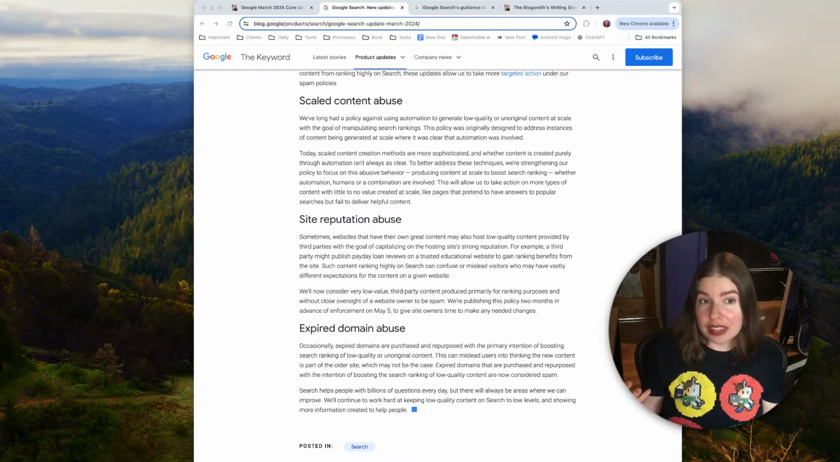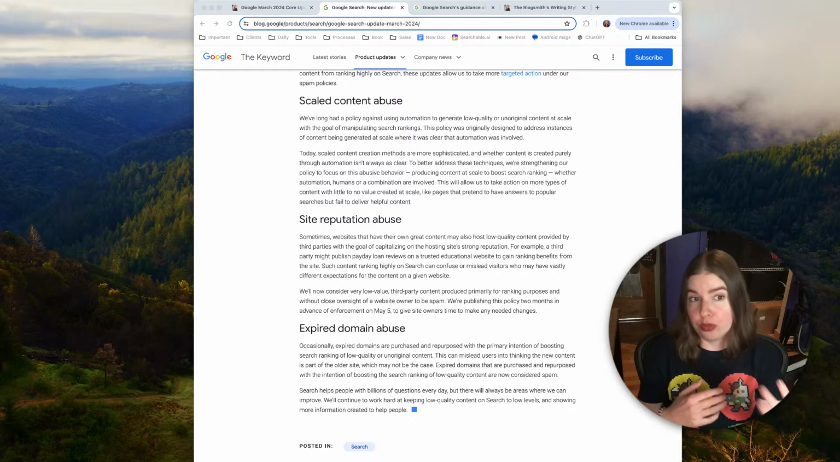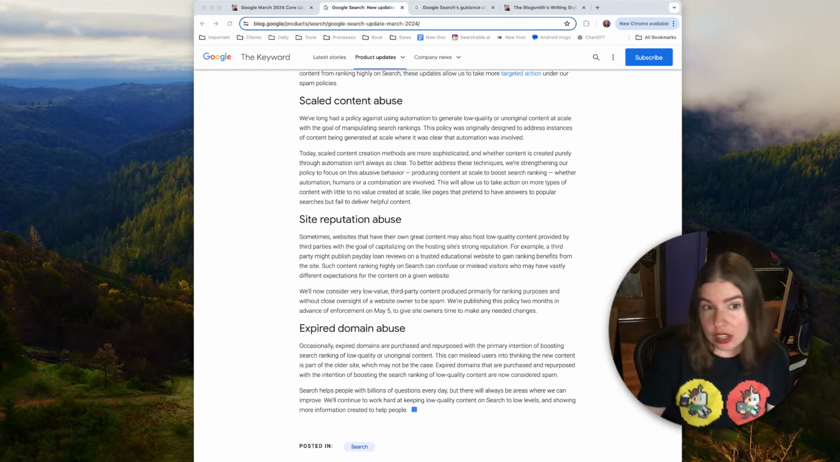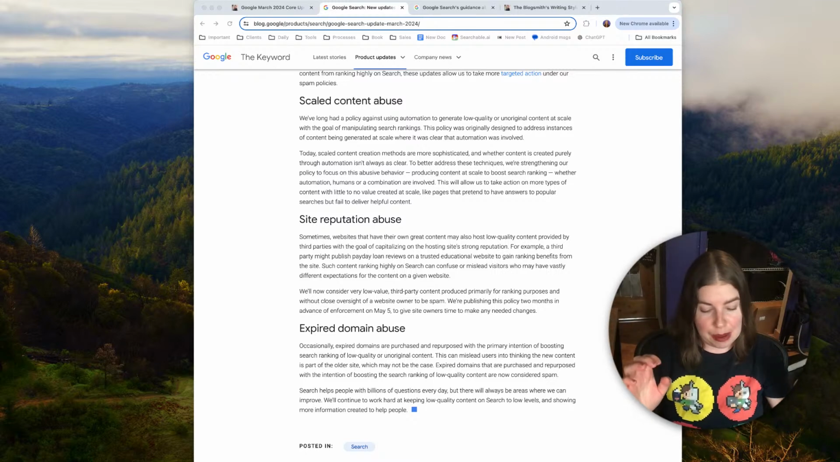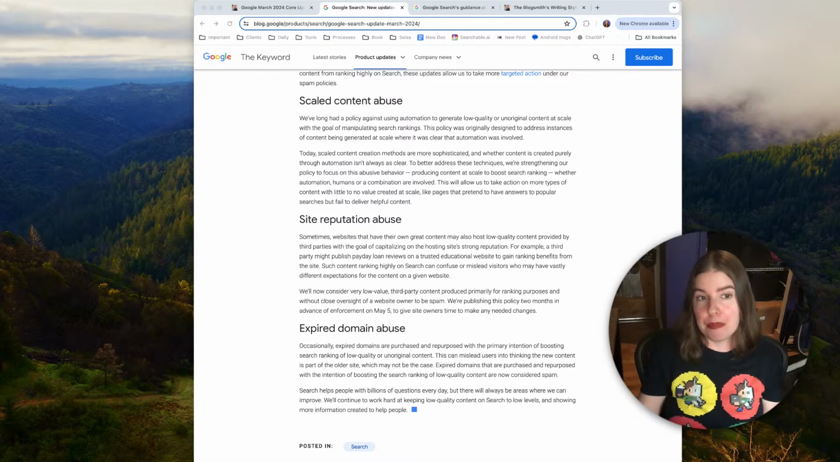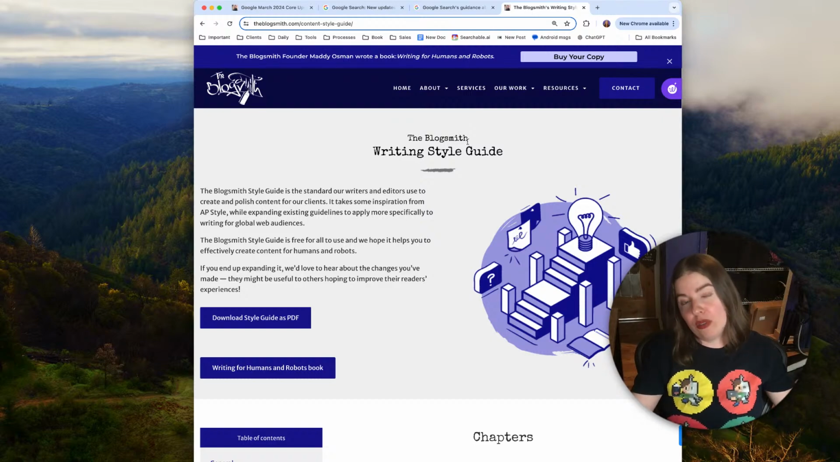And luckily at the Blogsmith, it has always been our approach to write for the reader first, in such a way that it also puts the client up on a pedestal, making them the star and things like that. But at the end of the day, I would say the users are the most important stakeholder, because if they don't like what they're reading, then they're never going to build a relationship with the client anyway. And that's what inspired the Blogsmith writing style guide.